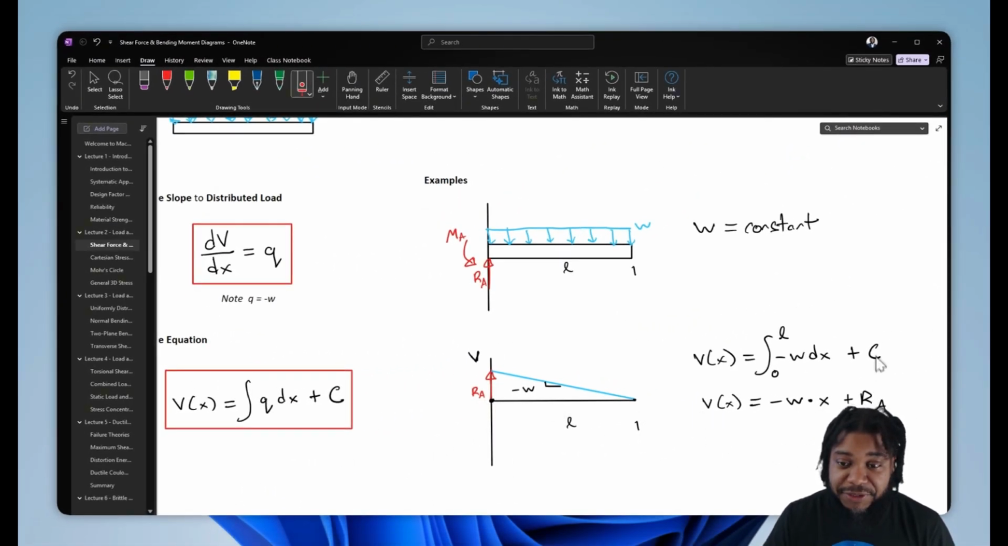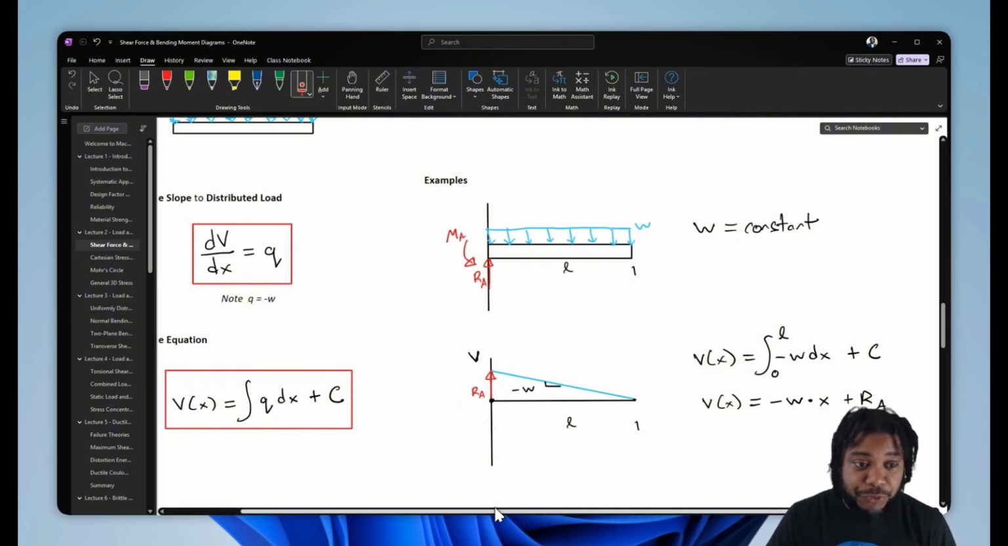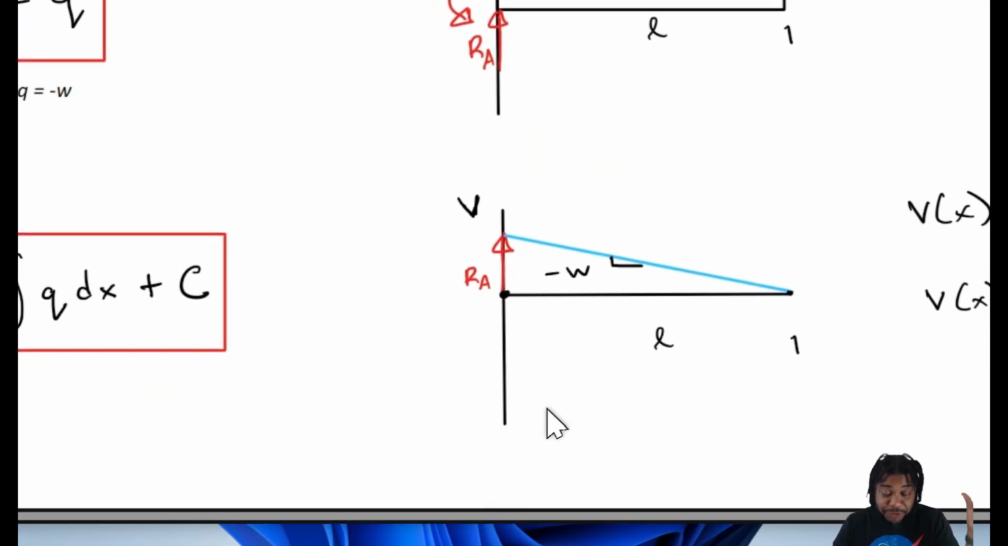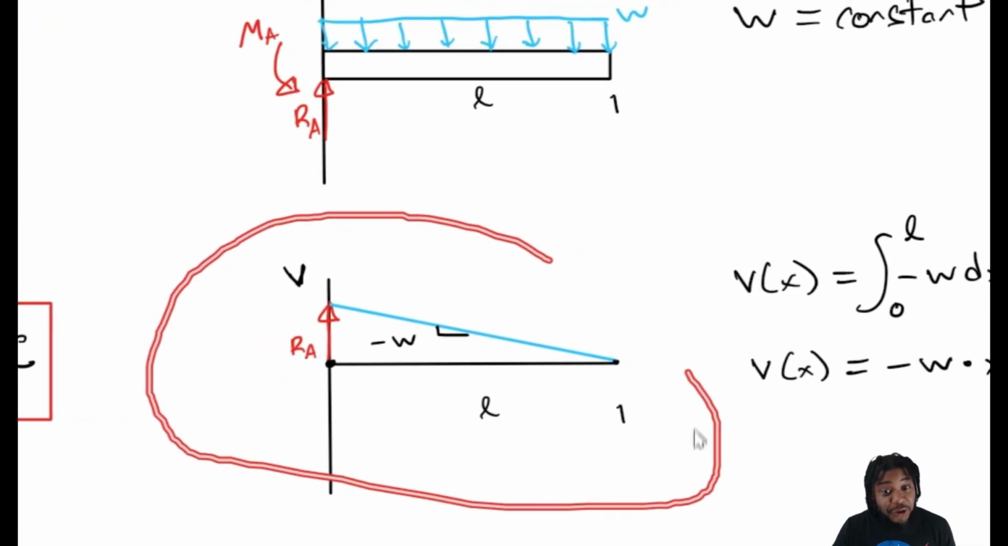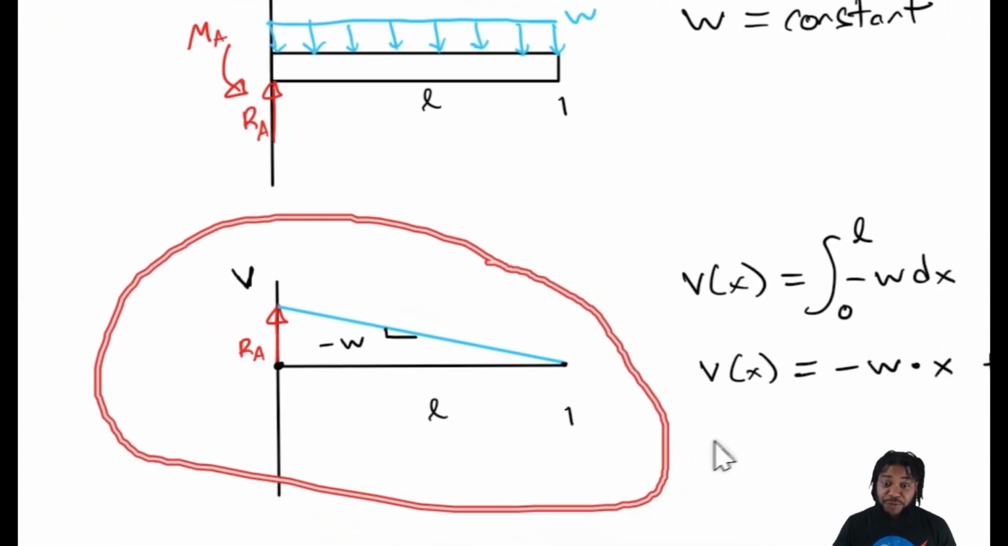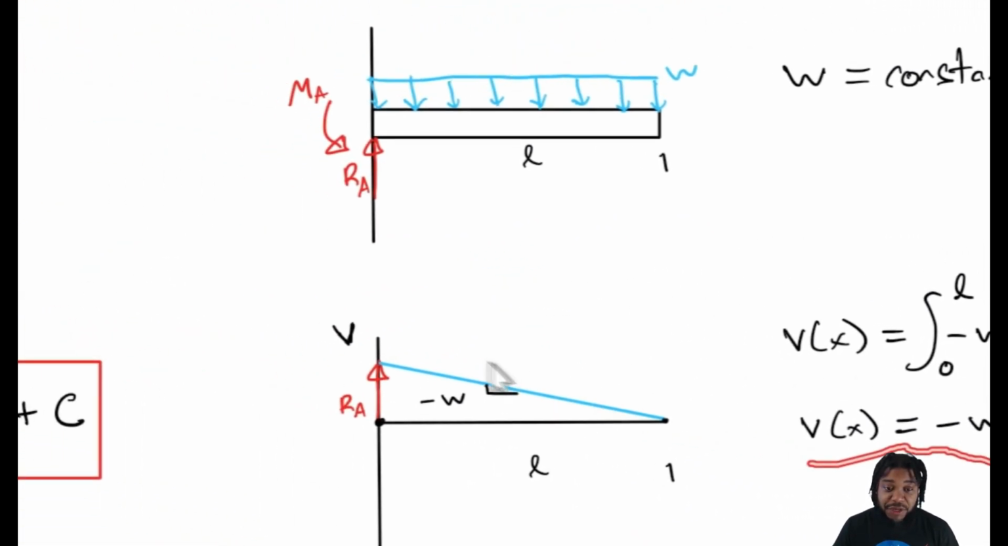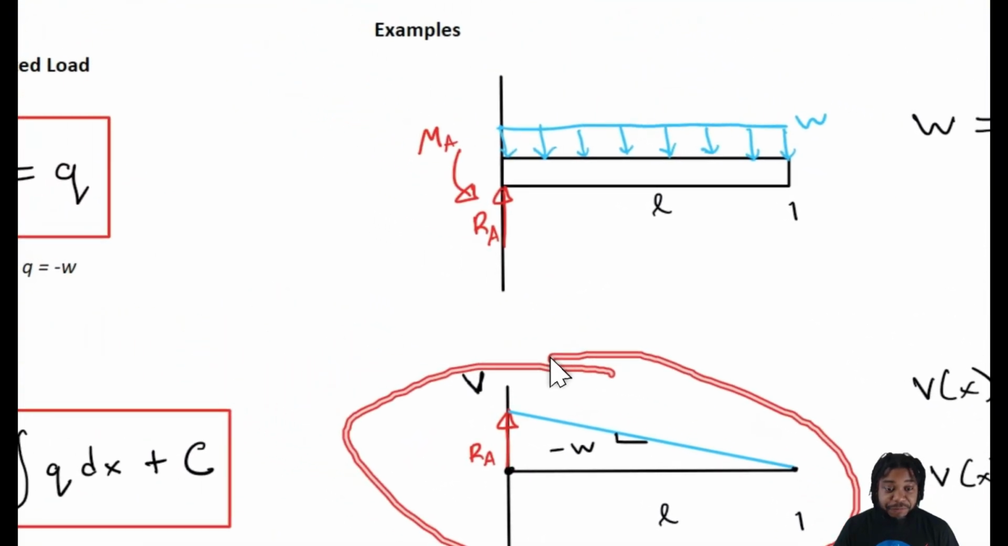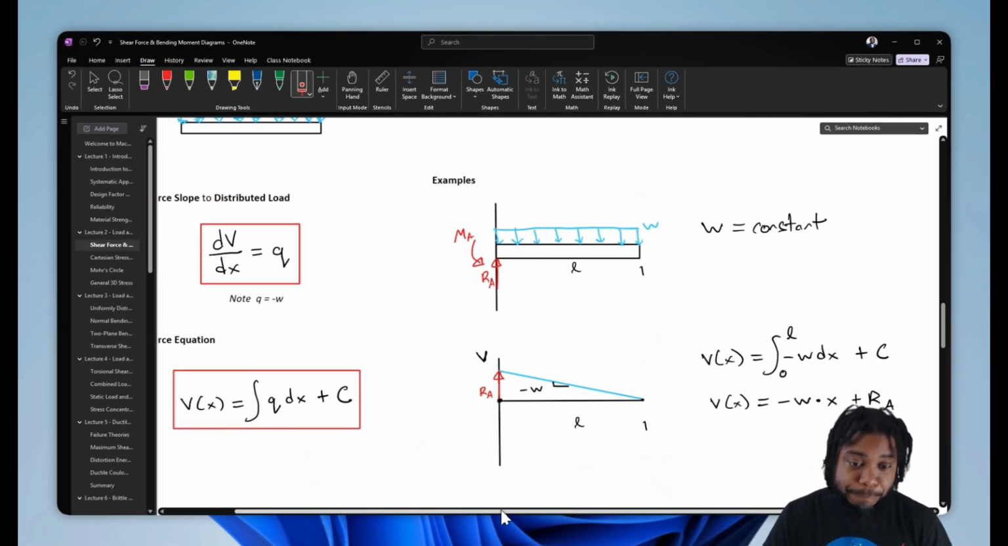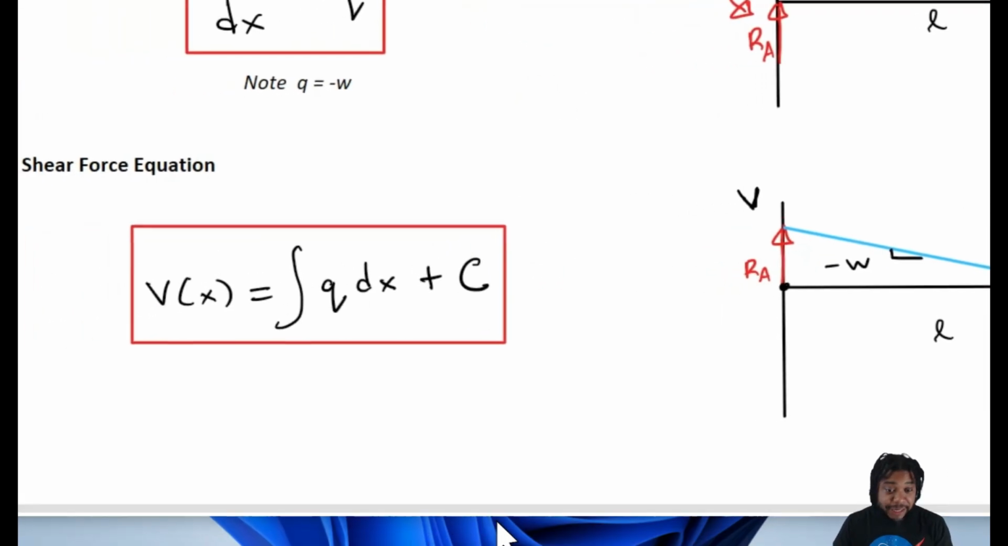And how do we find that C is RA? Well, if we set V equal to V at position 0, V at position 0 is equal to RA because we have that reaction. That is our constant of integration, right? So now just doing some simple calculus, we basically solved for the shear force diagram. We found the equation that defines this diagram, and we can draw it, right? Now that's all fine and dandy, okay.